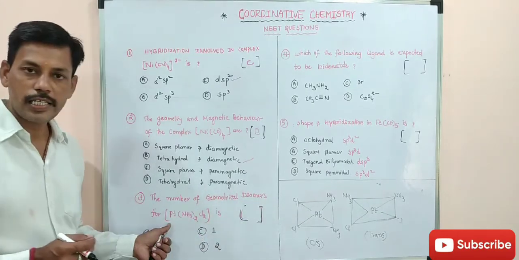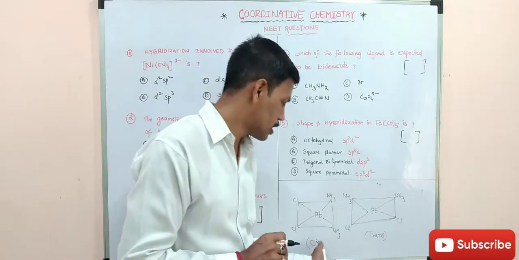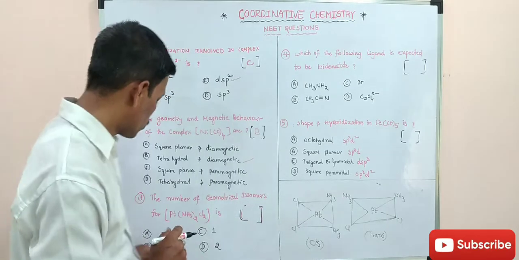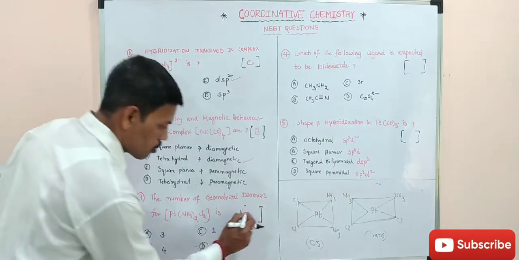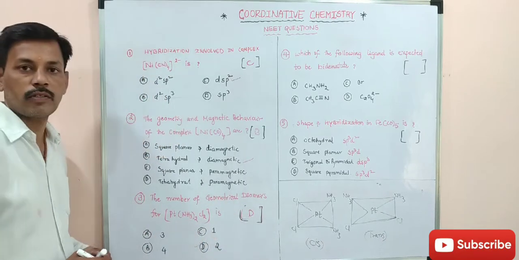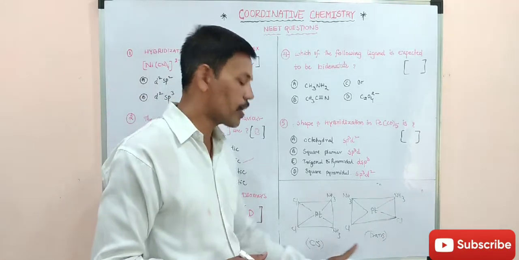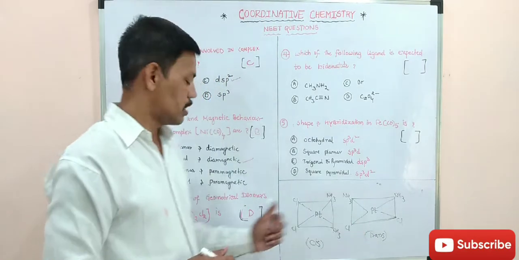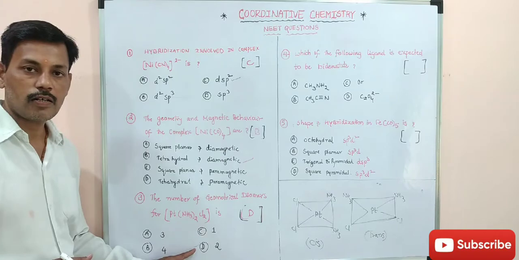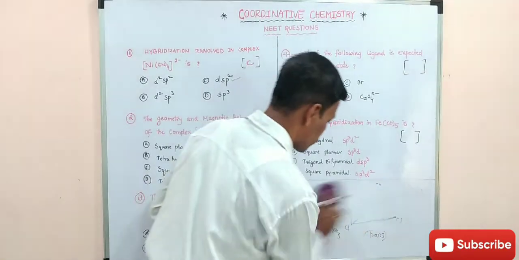So here in this example we have two types of isomers, one is cis and one is trans. So the answer is D. Okay, answer is D. So we have to write like this, D. Why? Because in this compound we have cis isomer and trans isomer. So we have two types of isomers, cis and trans. That's why the answer is D. Now go to the next question.